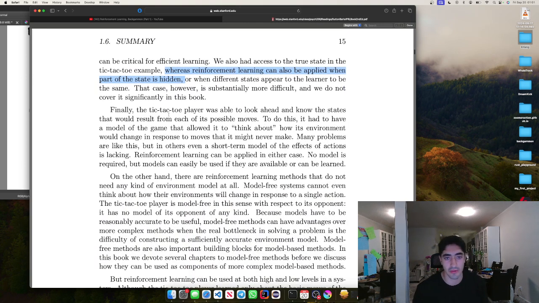Finally, the tic-tac-toe player was able to look ahead and know the states that would result from each of its possible moves. To do this, it had to have a model for the game that allowed it to think about how its environment would change in response to moves that it might never make. Many problems are like this, but in others, even a short-term method model of the effects of actions is lacking. Reinforcement learning can be applied in either case. No model is required, but models can easily be used if they are available or can be learned.